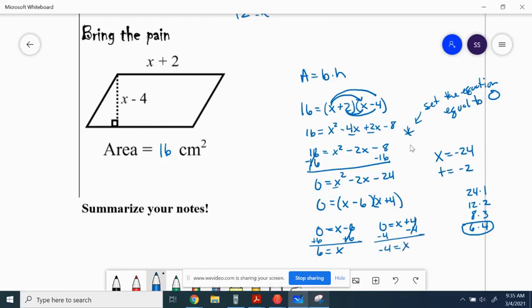Okay, so for this example here, technically negative 4 would not really work because for this one, it would be negative 4 minus 4, which would be a negative number, and that really wouldn't work. So positive 6 is the only answer, but I'd like to get both answers from you for the practice problems.